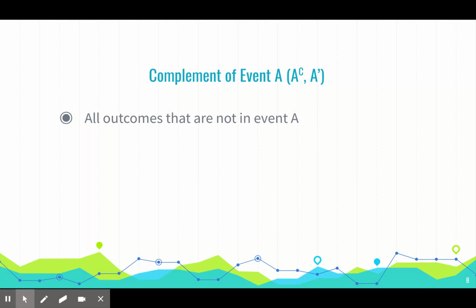Complement of event A is denoted with A in a superscript c or A with an apostrophe. And this is all outcomes that are not in event A. So the complement of event A is all outcomes not in that event.